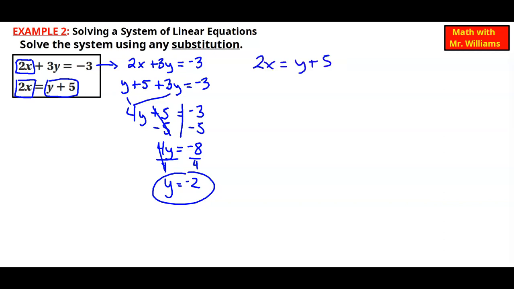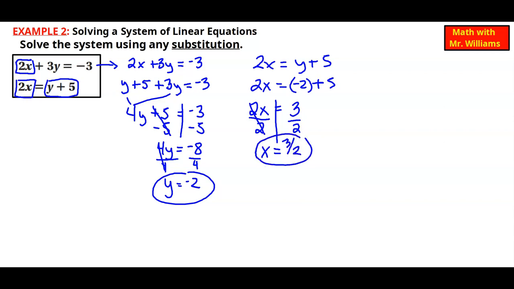All right, so we have 2x equals y plus 5. The y is going to be a negative 2, so I'm going to substitute that in. We have 2x equals negative 2 plus 5. I'm going to go ahead and combine the negative 2 and the 5, giving us 3. Draw my line of equality since it's a one-step equation. Divide by 2 on both sides. And my x is going to be equal to 3 over 2, a fraction.